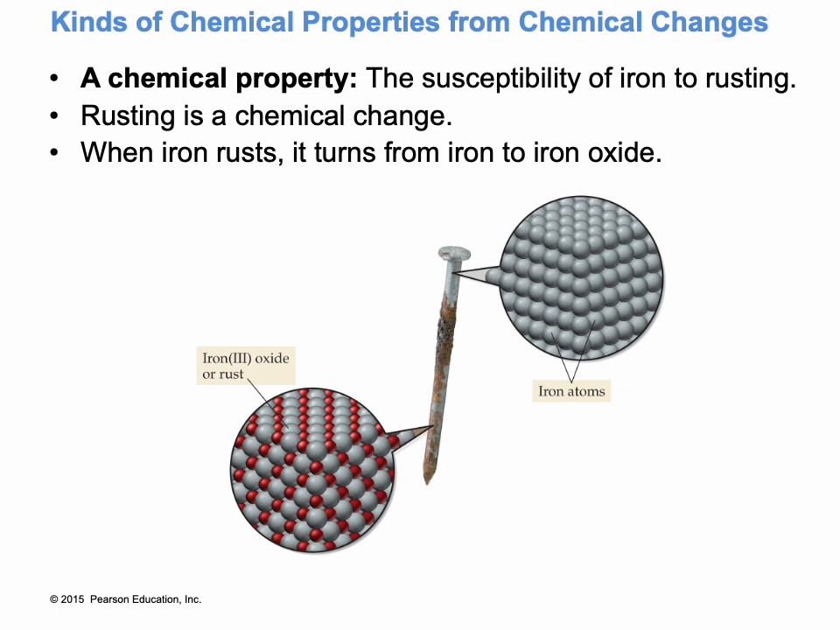The chemical is different. It started as iron, and now it's iron(III) oxide. The chemical has turned into a different chemical. Rust is not the same thing as iron. It's changed. So we call that a chemical change. That's an irreversible change.